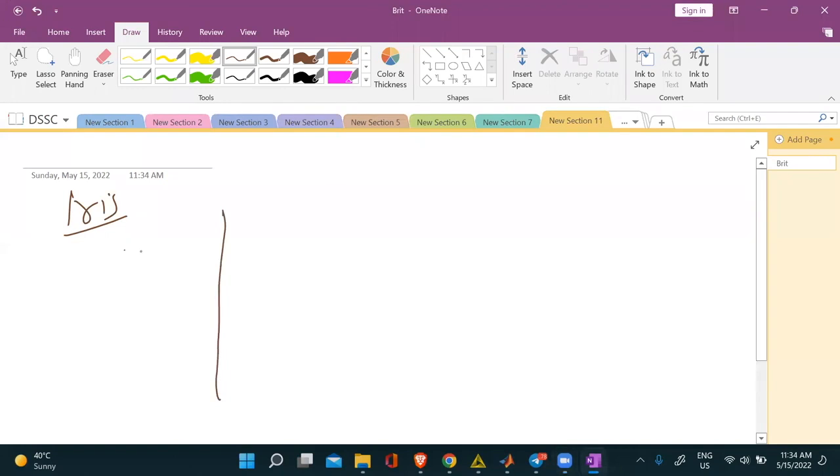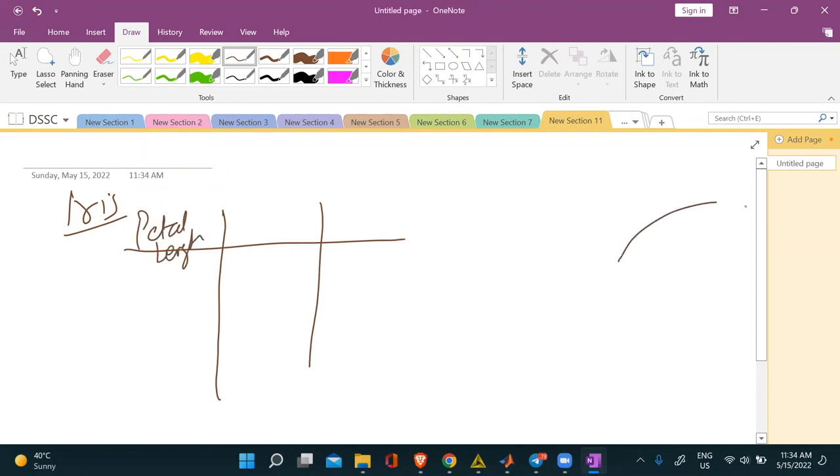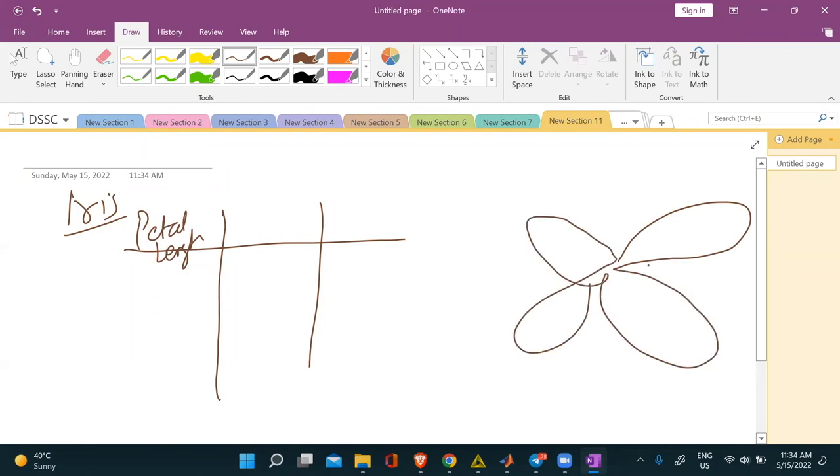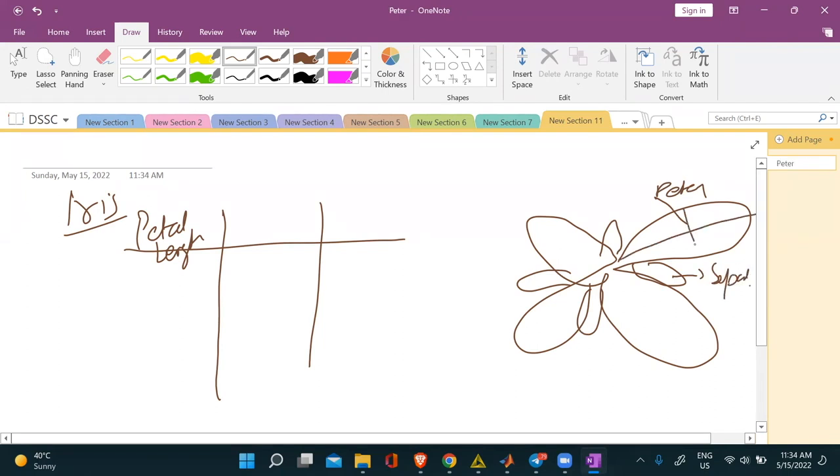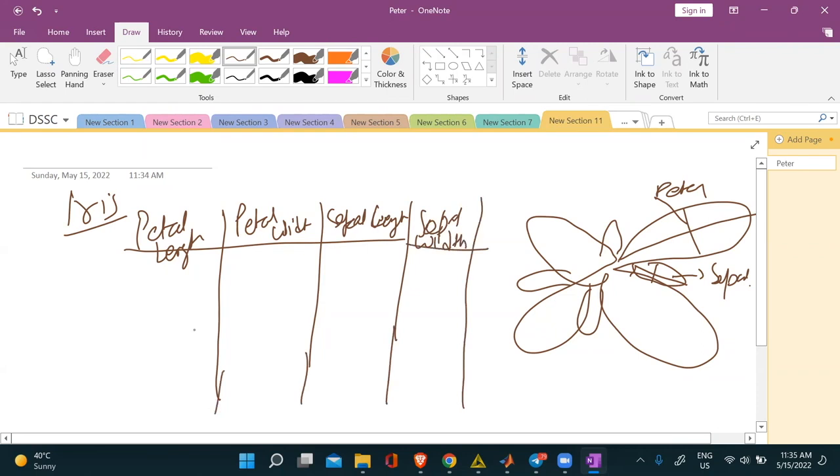There are four things in a flower. So we have petal length. You must have seen a flower. If this is a flower, and these are the green things here, these things are called petals, and these things are called sepals. So we have petal length, petal width, sepal length, sepal width. And based on this, we want to use this classification technique. Suppose these have some values, say 20, 15, 12, 10.